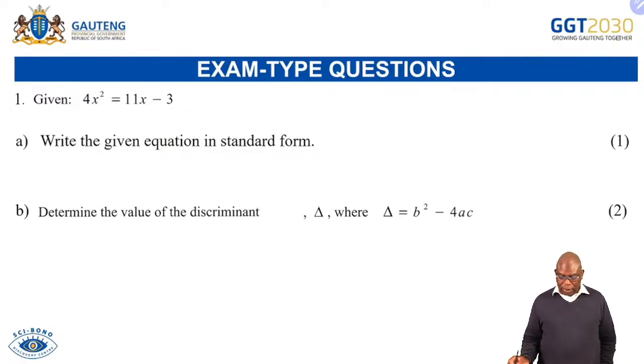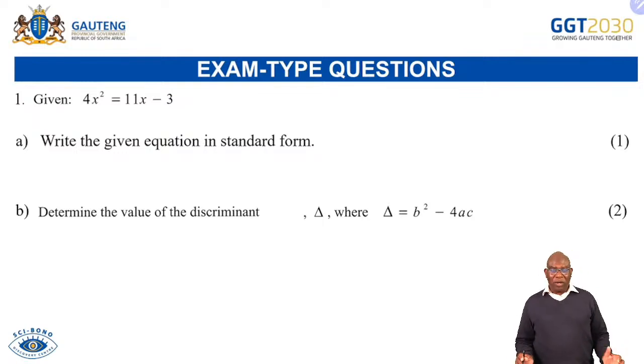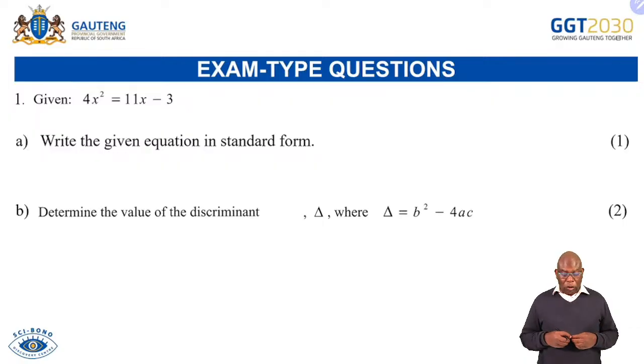All right. Now, in this question here, which is a very interesting question, there are basic things that we must always know. First of all, writing in the form ax squared plus bx plus c. Look at how this question is structured. It's structured in such a way that you are able to get the marks. Easy, collectible marks. Given 4x squared equals 11x minus 3.